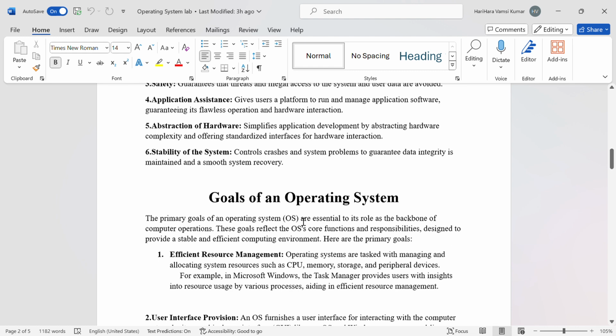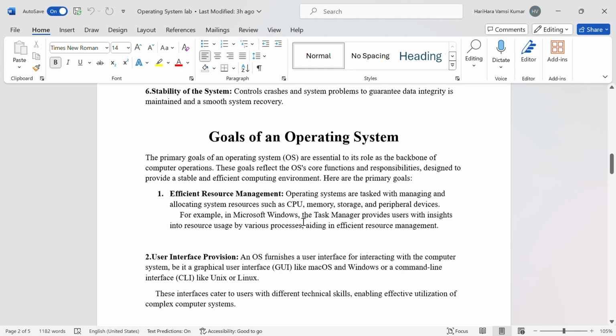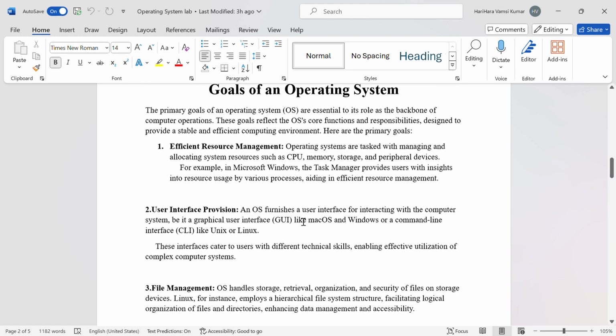The third topic is goals of an operating system. The primary goals of an operating system are essential to its role as the backbone of computer operations. These goals reflect the OS's core functions and responsibilities designed to provide a stable and efficient computing environment. Here are the primary goals. First one is efficient resource management.